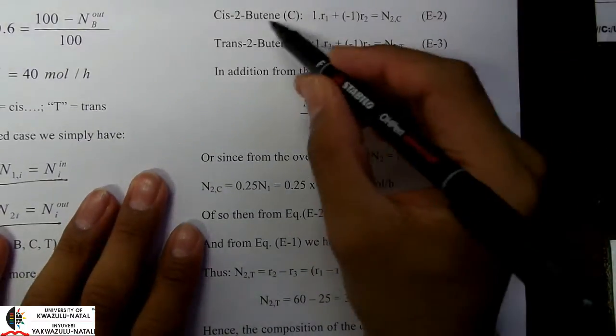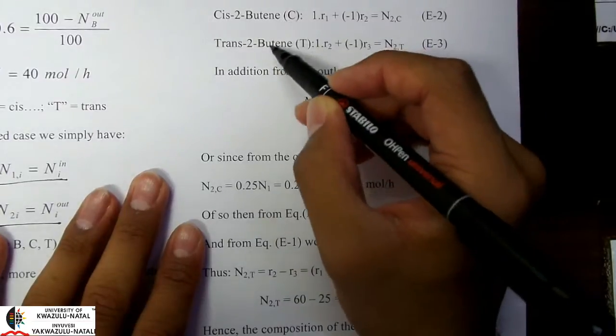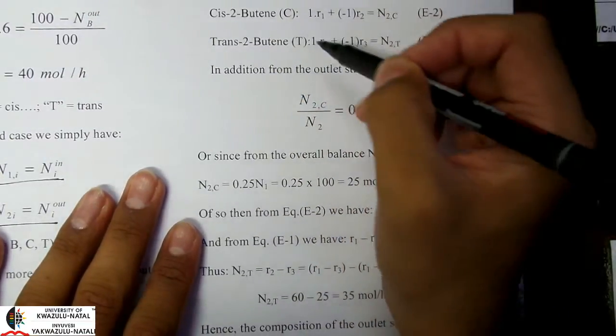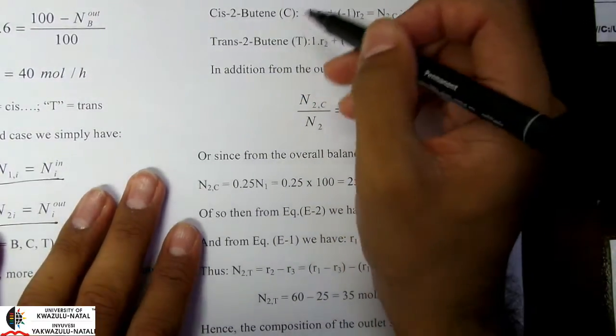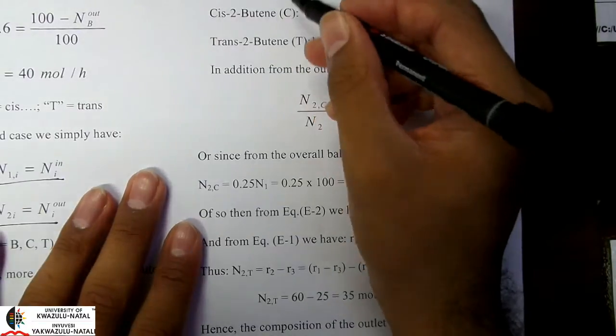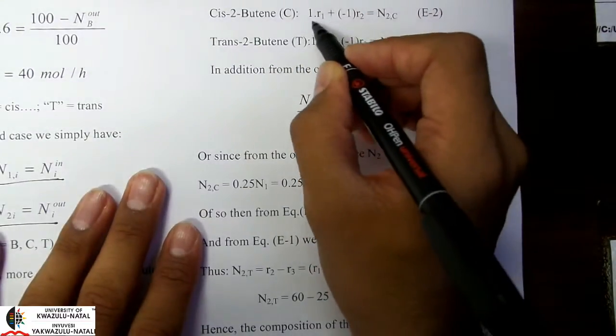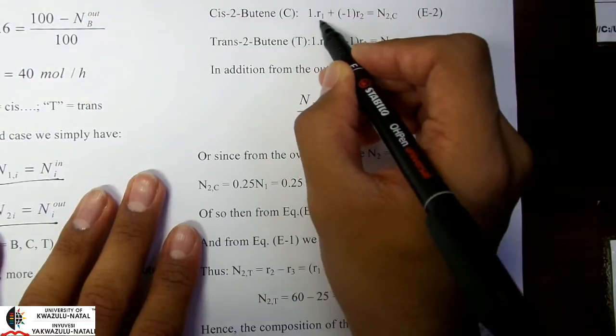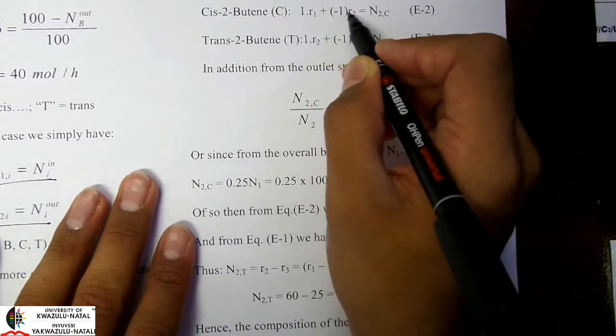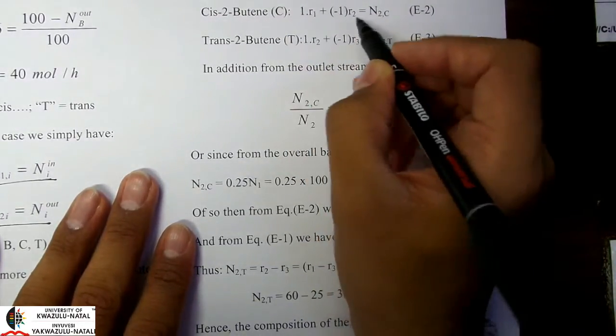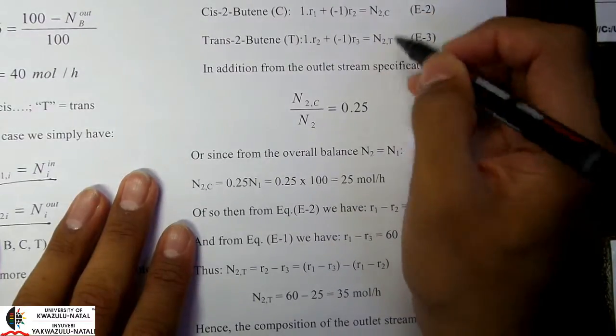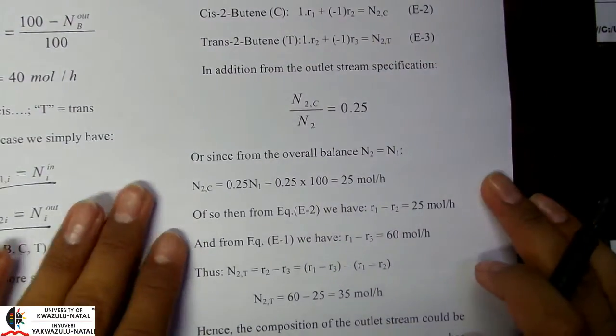We obtain a similar approach for cis-2-butene and trans-2-butene. There's of course no input to the reactor of these species. However, they are each being produced in one reaction and consumed in the other, and this is of course to get our output.